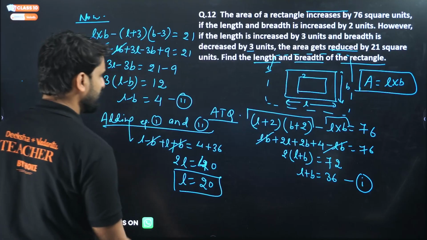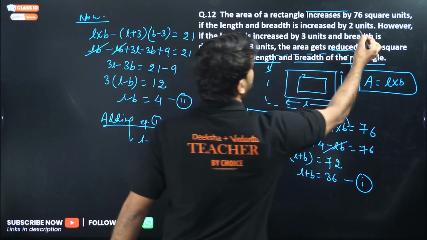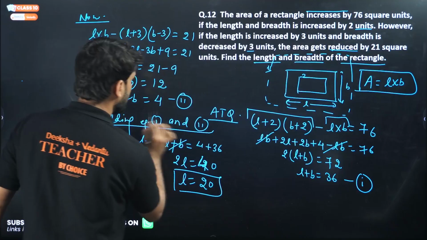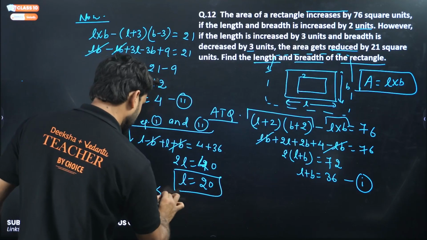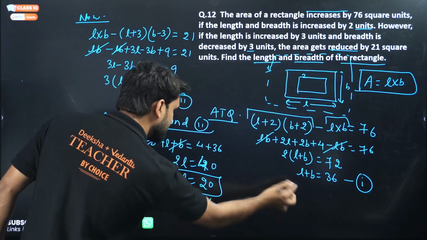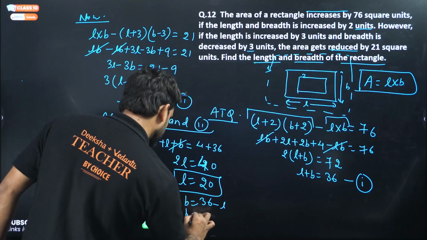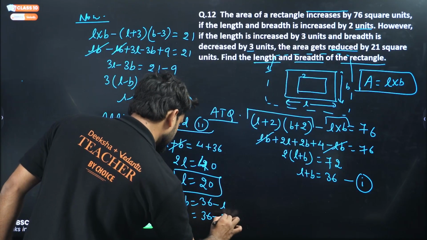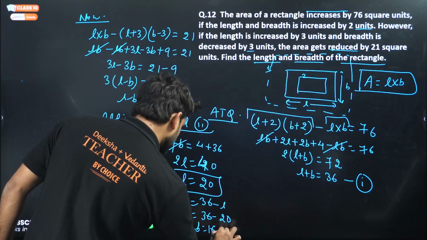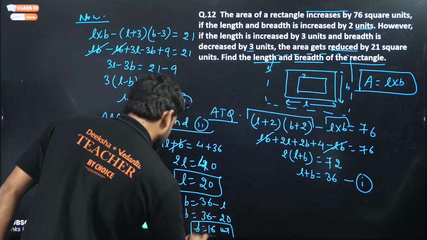20 units, because everything is given in units, so we can write 20. Now put L in any equation to find B here. So B will be what in this equation? 36 minus L. So B will be 36 minus 20. So B equals 16 units. I hope this is clear to everyone.